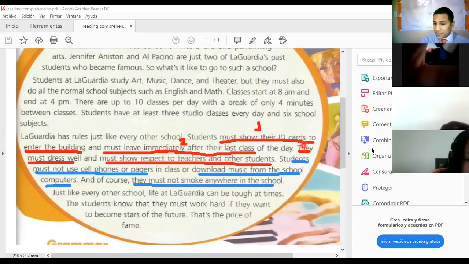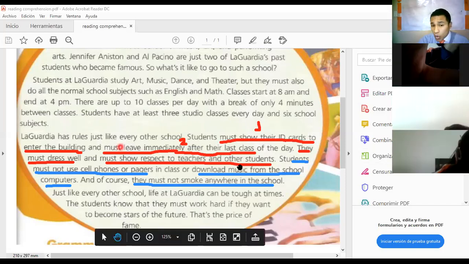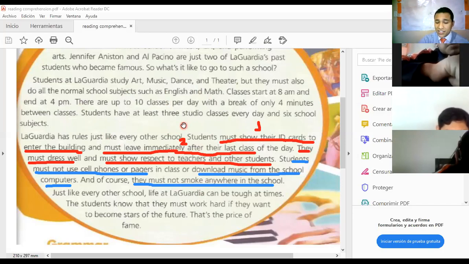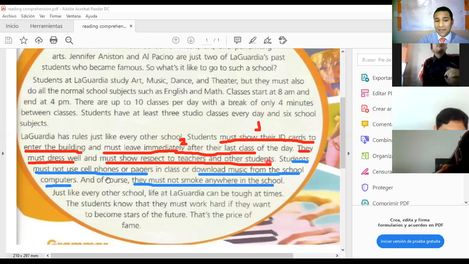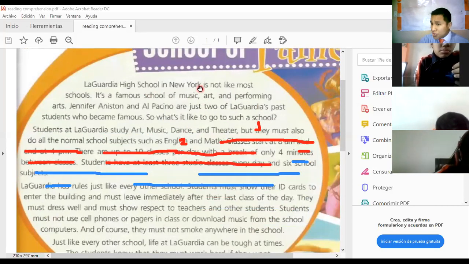So, Stephanie, Mauricio, Liz, Leslie, Iris, do you have any questions about this reading comprehension, guys? Yes or no? The answers to the questions are very easy. They are clearly written here: art, music, dance, theater, English, math. It says where it is: in New York.